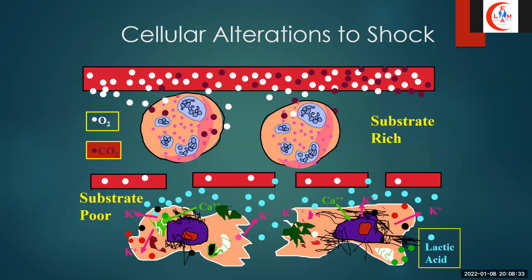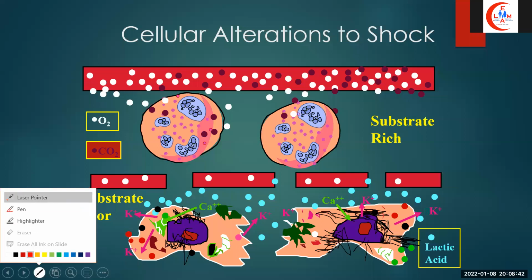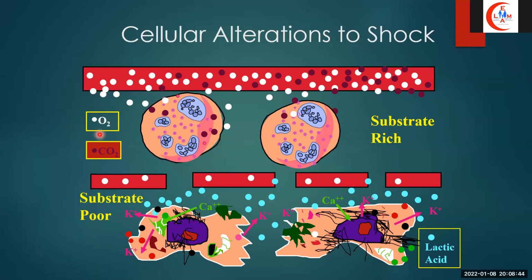One moment, if I get the pointer. So imagine with me, this is a normal, happy cell, and this is the blood vessel. There is good blood flow and good blood pressure, and the white particles are the oxygen, and this one is the CO2. So there is enough oxygen going to the cells, and there is aerobic metabolism. The cells are happy, producing ATP, and functioning well.